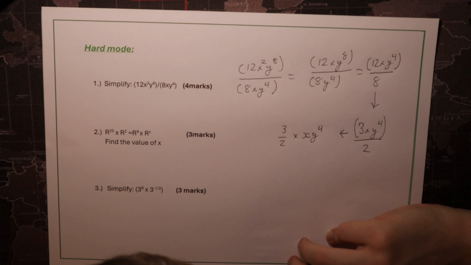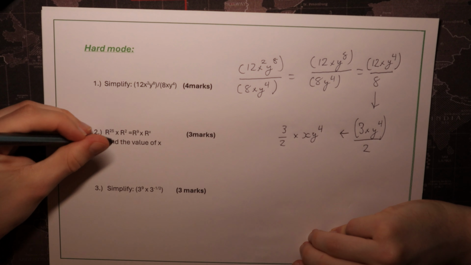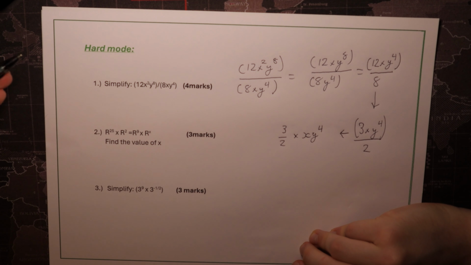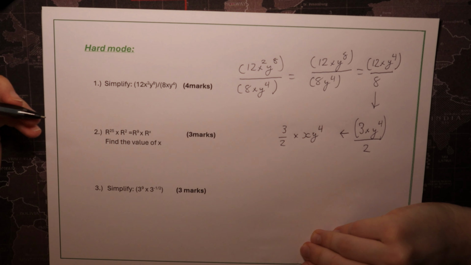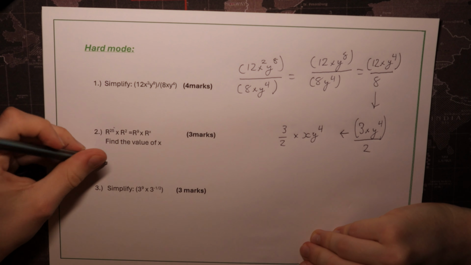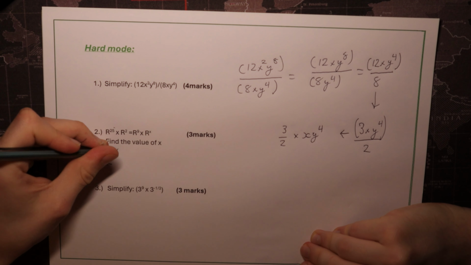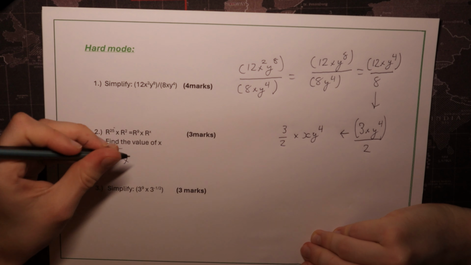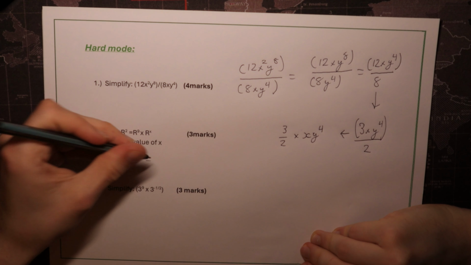Now, going to question 2, r to the power of 25 times by r squared equals r to the power of 9 times r to the power of x. This is quite simple if you know your index laws. So of course you can add 25 and 2 because obviously they're being timesed together. So r to the power of 25 times r to the power of 2 equals r to the power of 27.